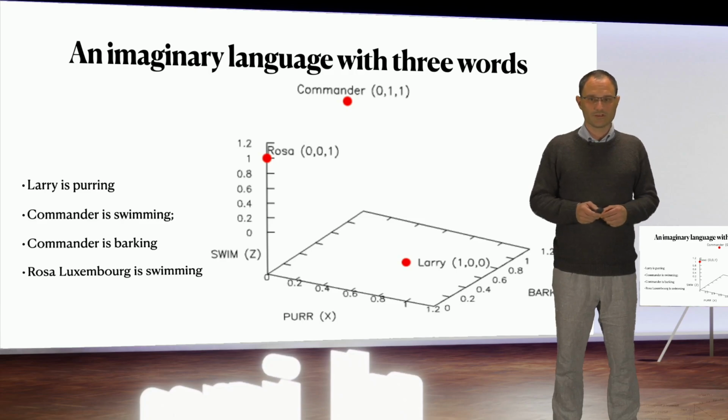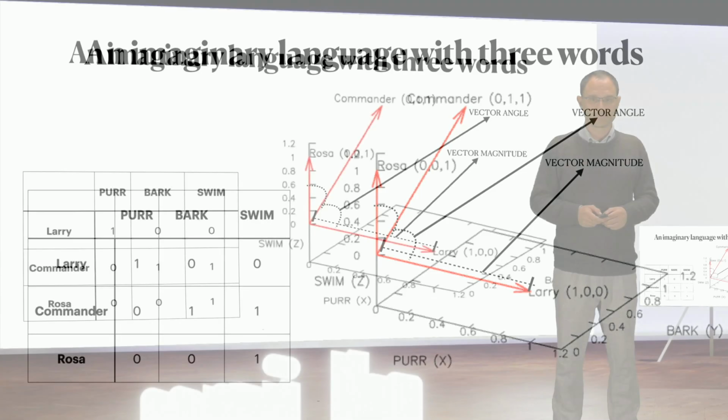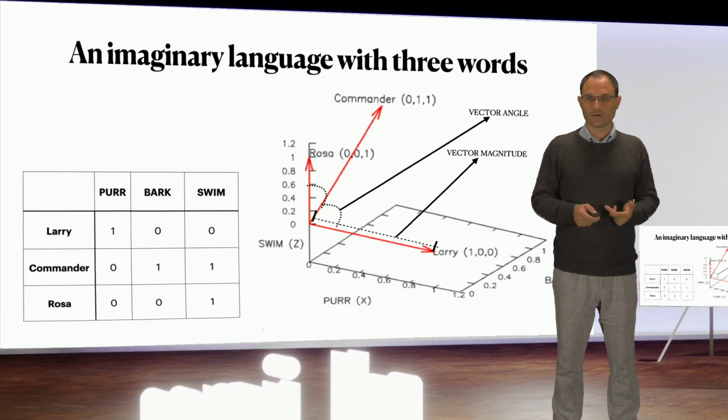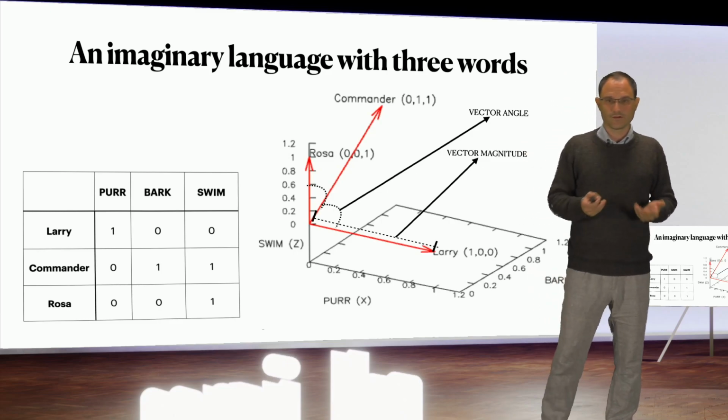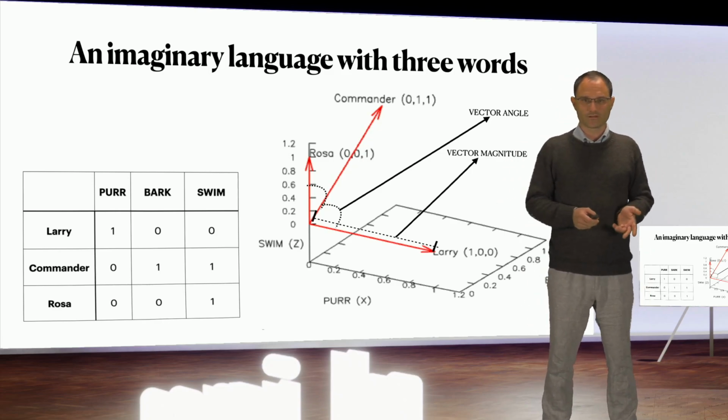We can also imagine this as follows. The three points representing the three animals are actually vectors. Vectors are different from points since they have two additional features, length or magnitude and angle. These additional features are very useful because they can support the meaning. For instance, to see how close the meaning of two different words are, we can simply calculate the angle between their vectors. The smaller the angle, the closer they are semantically to each other.